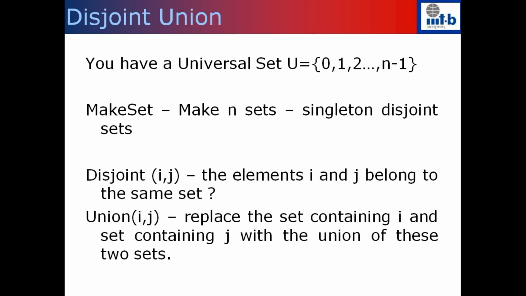Just to recall, in the disjoint union data set we had a universal set numbered from 0 to n minus 1. Then we had a make set operation which creates n singleton disjoint sets. Then we had two important operations on these disjoint subsets of U. Given i comma j, the find operation will inform us whether i and j are in the same set or a different set. Union of i comma j takes the two sets containing i and j respectively and replaces these two sets with the union of these two sets.